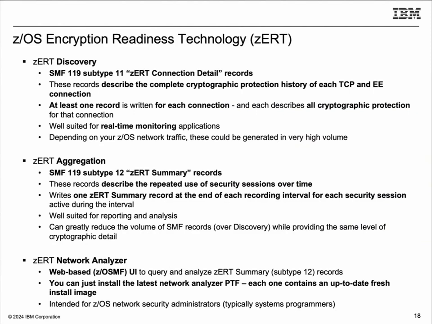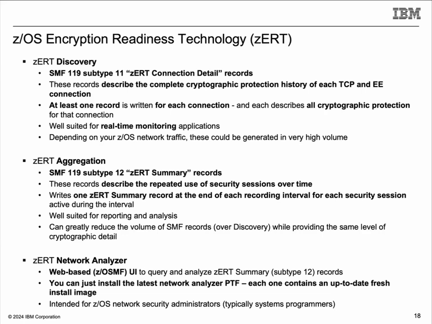So pretty shortly after we shipped zERT in 2.3, we followed with a function called zERT aggregation, which introduced subtype 12 zERT summary records, which describe the repeated use of security sessions over time. There's a single zERT summary record at the end of every recording interval for every security session. So if you have 1,000 sessions between a client and server with the same security characteristics, instead of getting 1,000 subtype 11 records, you would get a single subtype 12 record per recording interval.